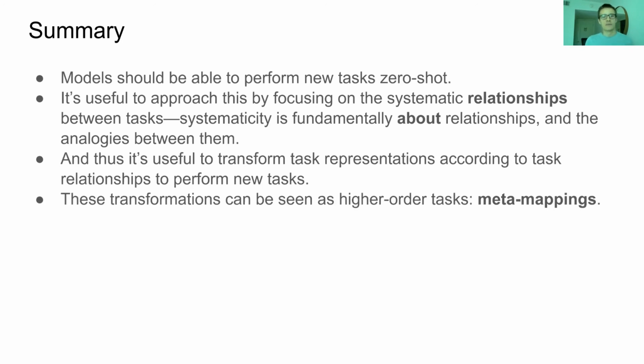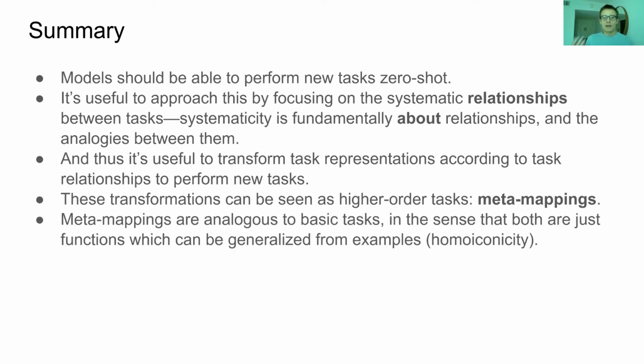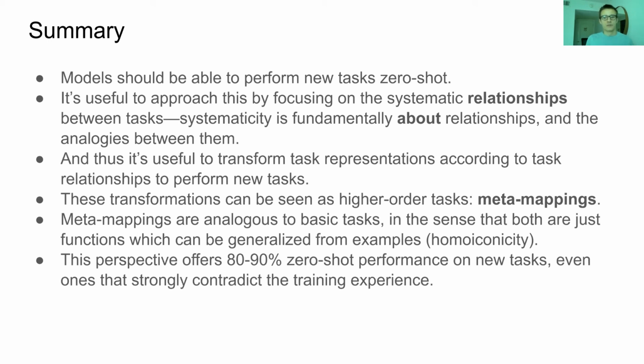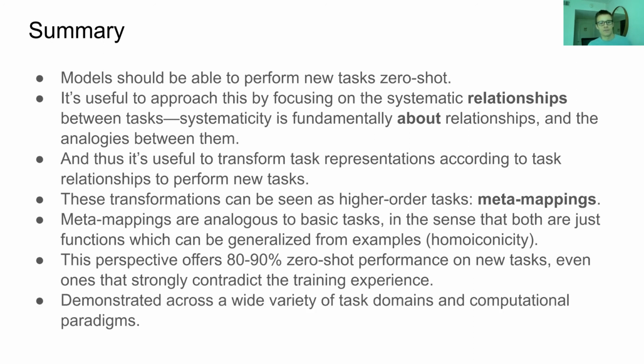These transformations can be seen as a higher order task or a metamapping. And these metamappings are actually analogous to basic tasks in the sense that both are just functions which can be generalized from examples. This metamapping perspective offers 80 to 90% zero-shot performance on new tasks, even ones that strongly contradict the training experience. And I've demonstrated this across a wide variety of task domains and computational paradigms.